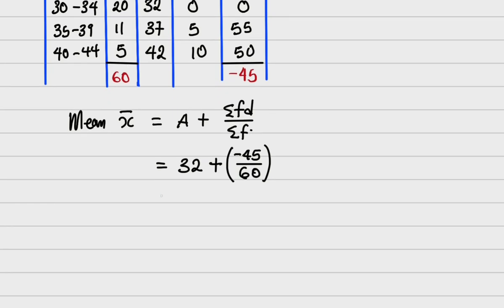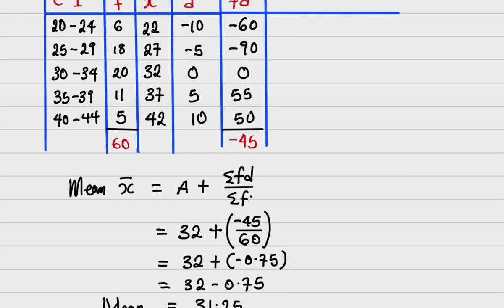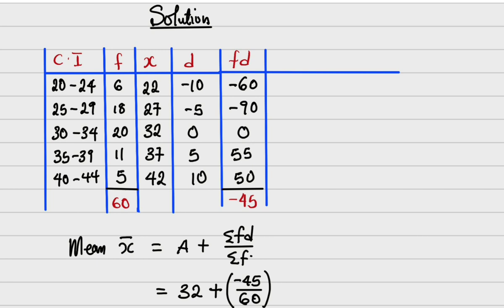Now, using calculator, our mean will become 32 plus into minus 0.75. Now, our mean becomes 32 minus 0.75. So, our answer becomes 31.25. So, that is our mean. Then we move quickly to get our standard deviation.